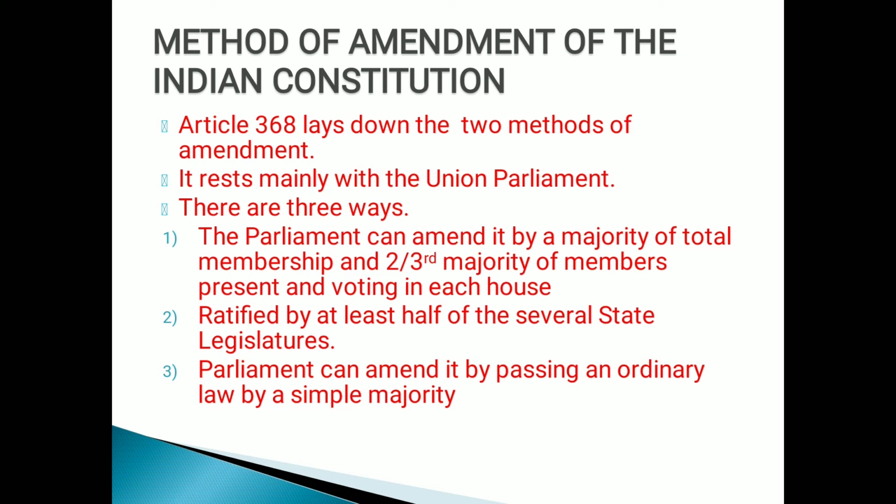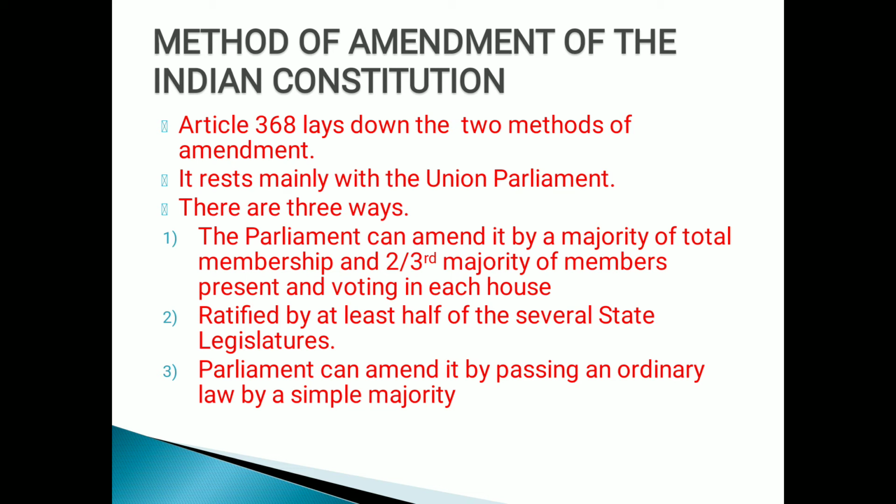That means, in simple words, we can say that under this method, most of the constitution can be amended by the Union Parliament alone. For this purpose, an amendment bill has to be passed by each of the two houses by a majority of its total membership and by a 2/3 majority of members present and voting. It is a rigid method in so far as it prescribes a special majority for amending the constitution.